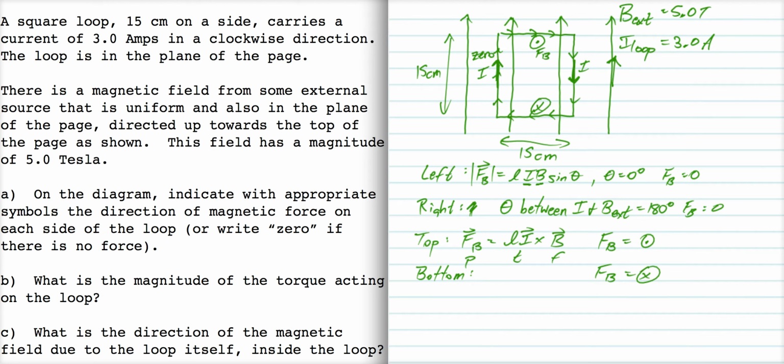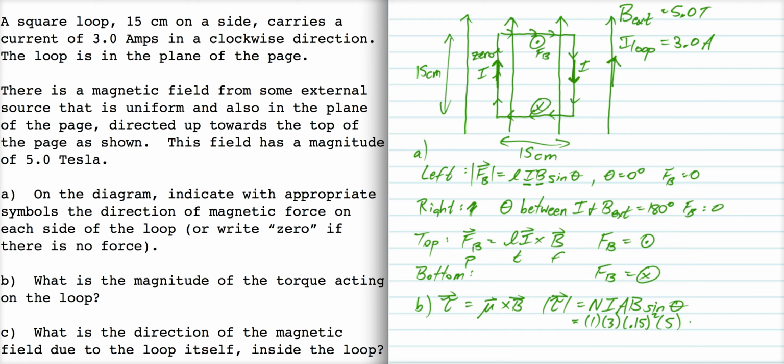Alright. Now, as far as the torque, for part B, so that's part A. So the torque is mu cross B, or another way of writing it is that the magnitude of the torque is N I A B sine theta. Now, this is a single turn loop, so N is 1. The current of the loop is 3. The area of the loop is 0.15 squared. And the magnetic field that the loop is immersed in is 5.